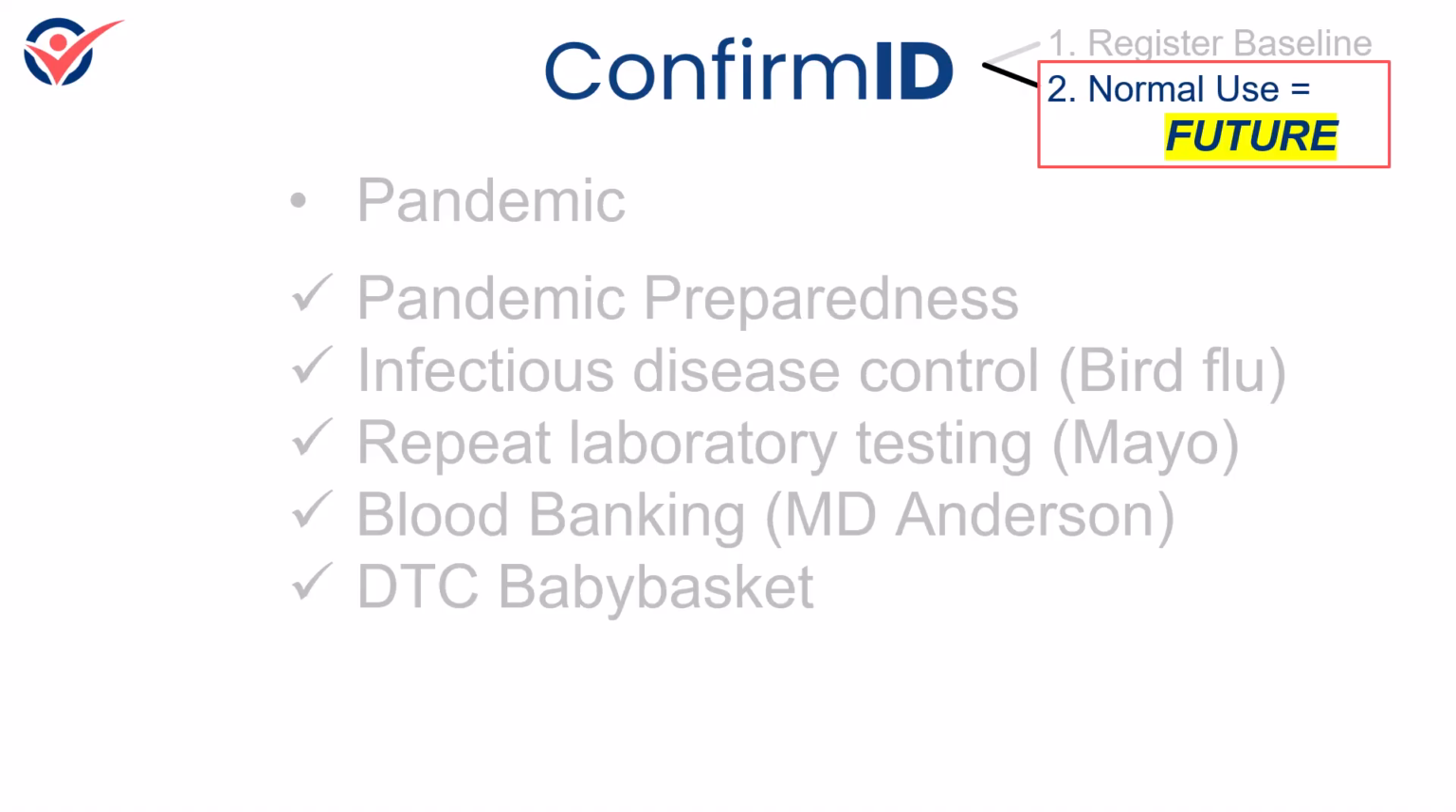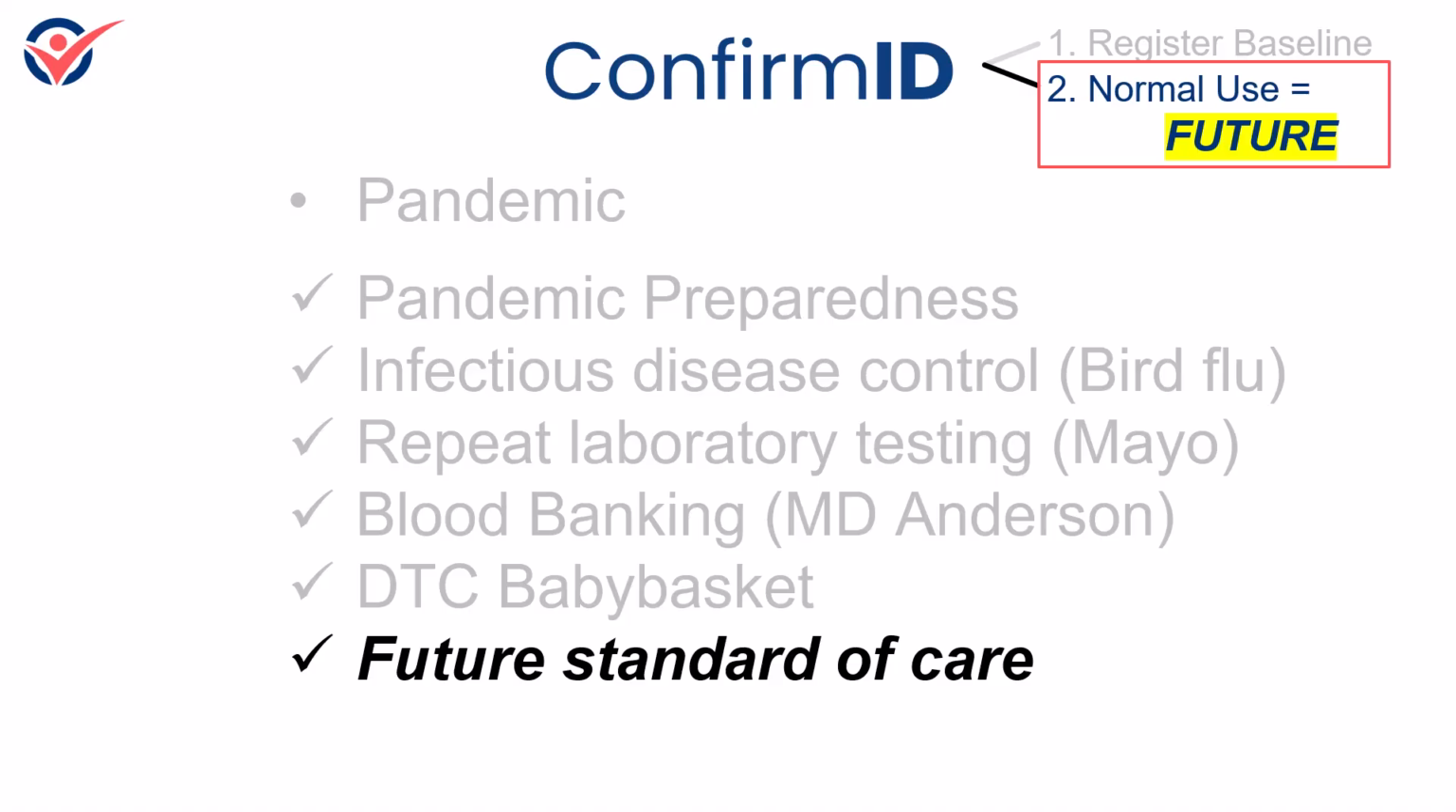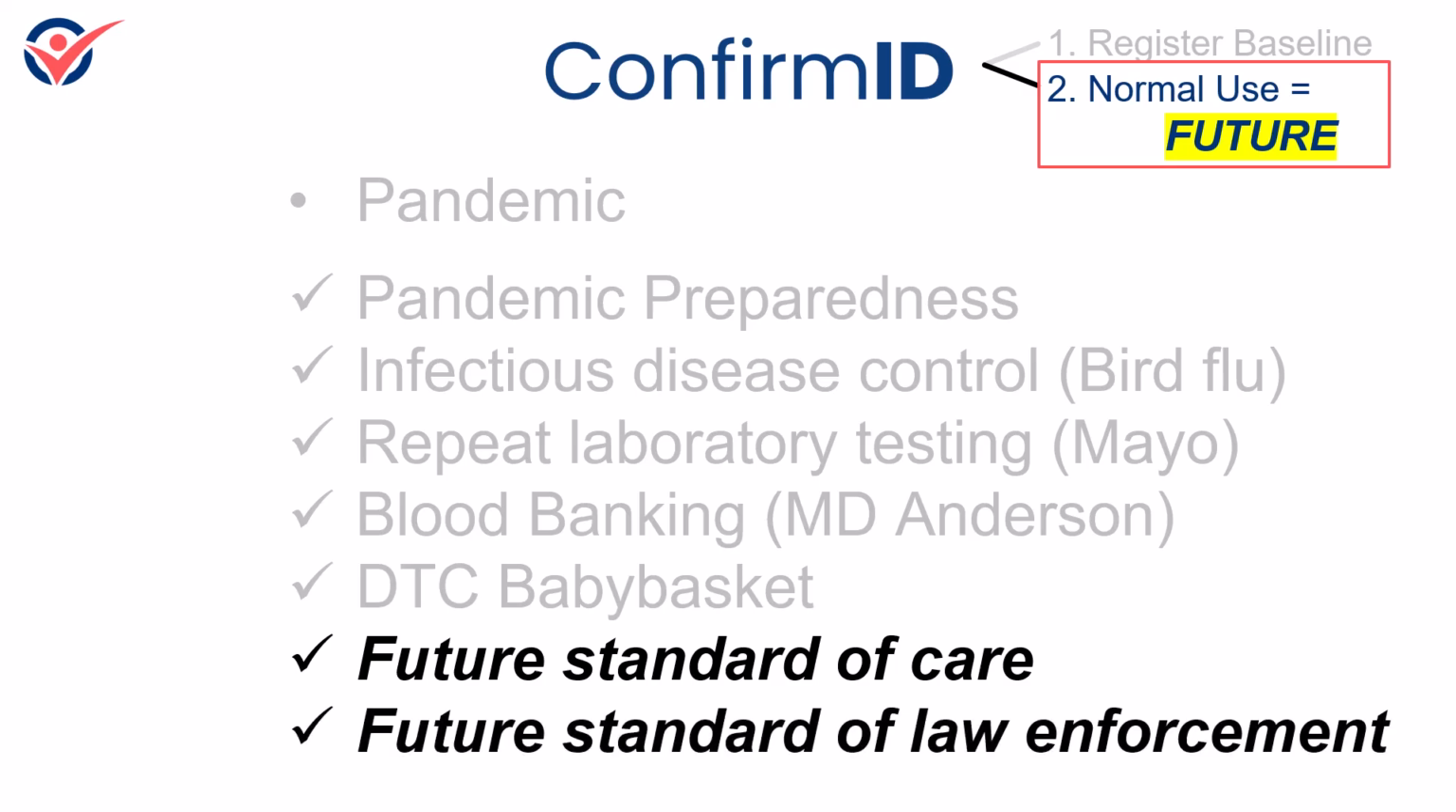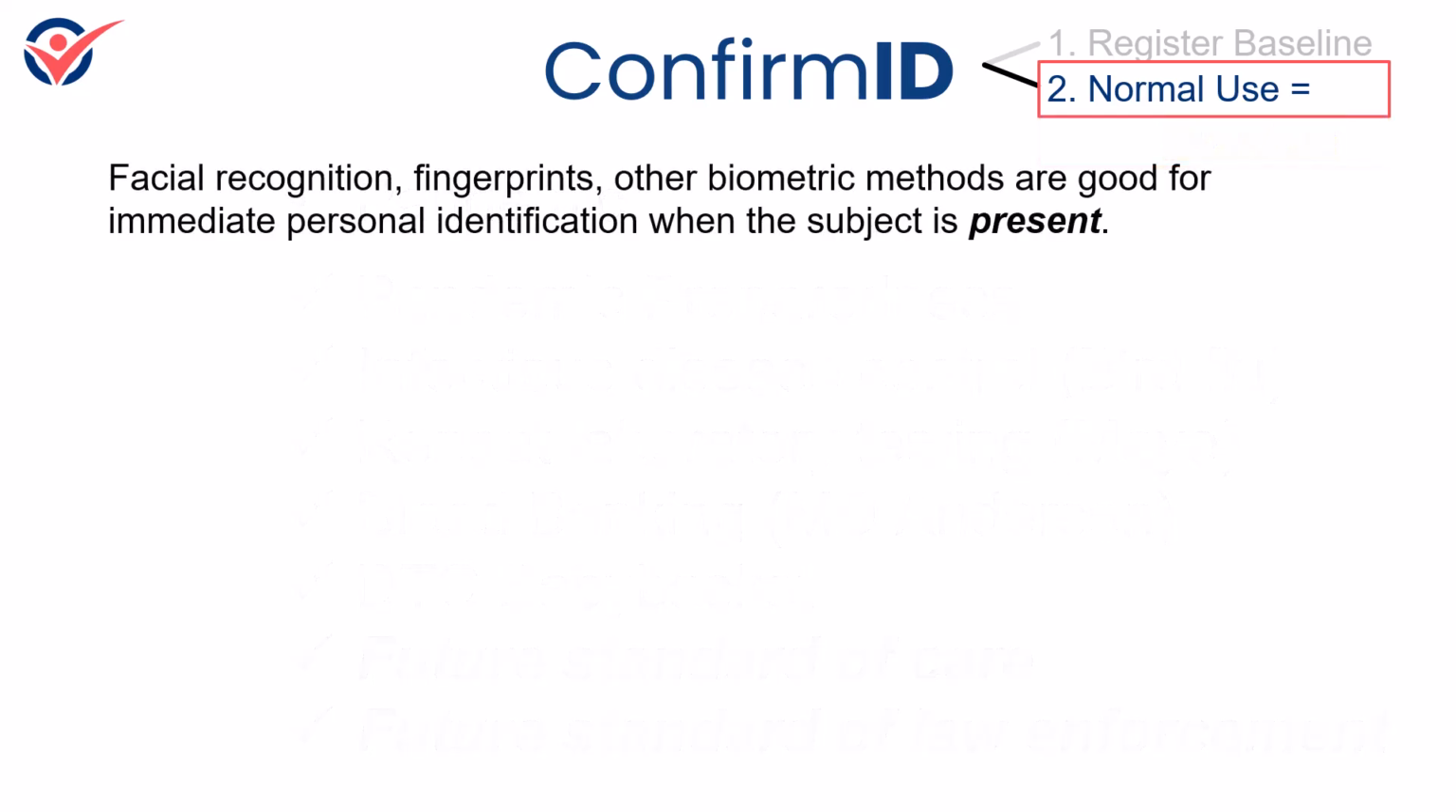We also believe that the future standard of care in medicine will be to use DNA for patient identification in all cases. And the future standard of law enforcement will use this technology, which is cheaper and faster than current DNA systems, which use STRs, or short tandem repeats.